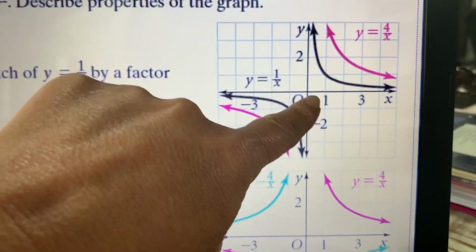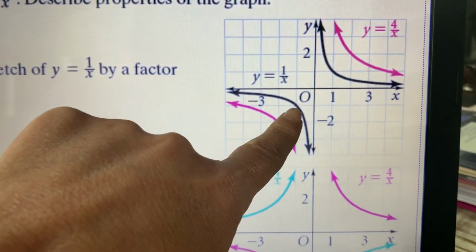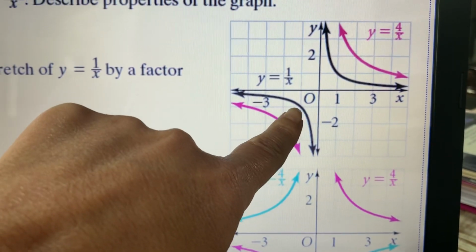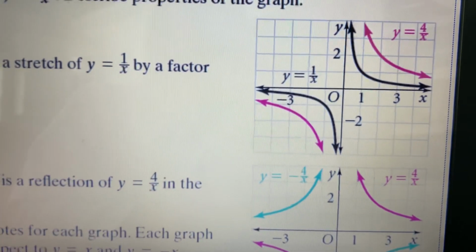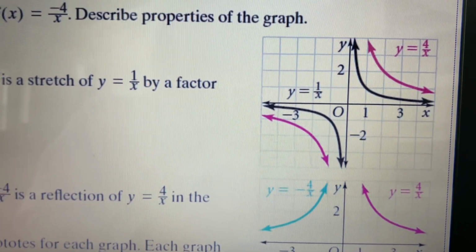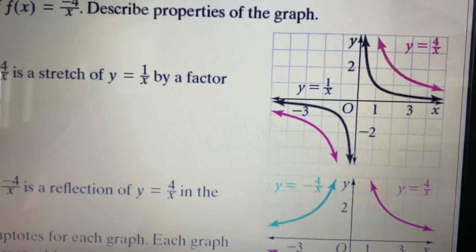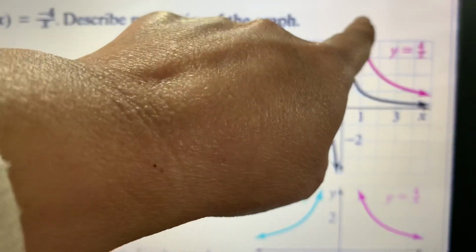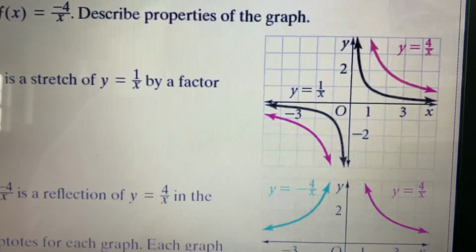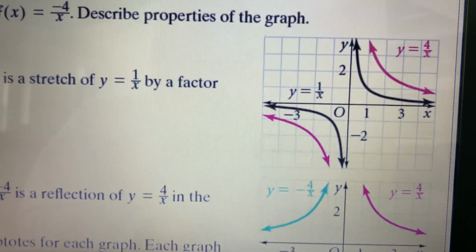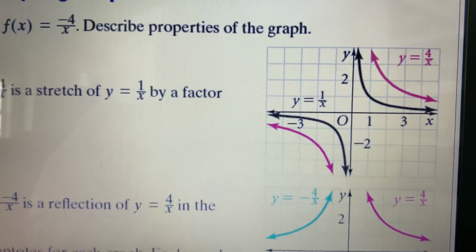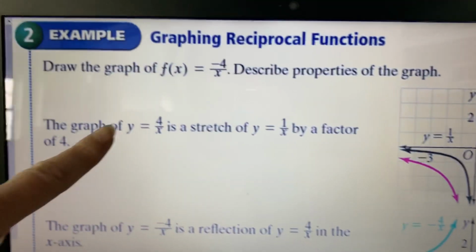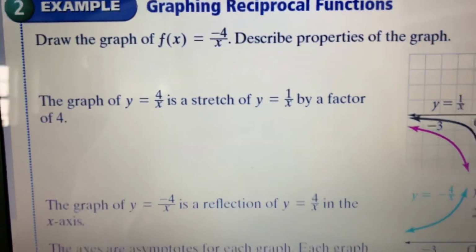Notice that it always has this point 1, 1 here, and the point left 1, down 1, negative 1 is also on this graph. If it has a 4 on the top instead of a 1, it just stretches it by 4. So instead of going over 1, up 1, now it goes over 1, up 4, so way up here, okay? So it's just a stretch. That's what that 4 is doing. So if you change the 1 to a 4, it's going to stretch it.